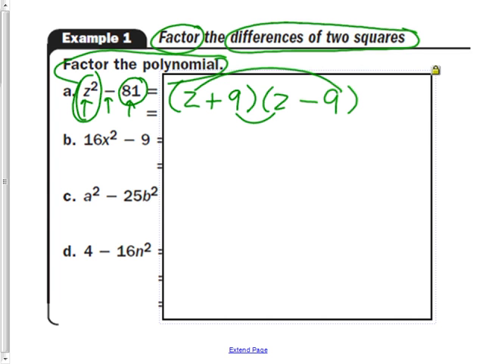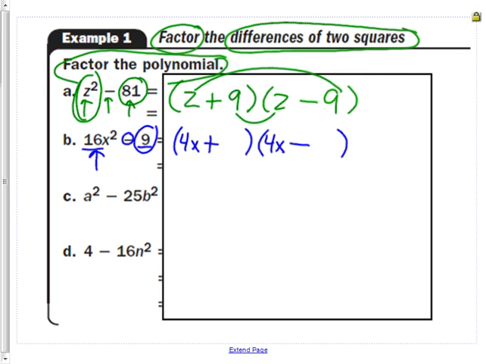Example B, same idea. This is the difference of two squares. So I know it was the result of multiplying the sum and difference pattern. So a sum and a difference. Square root of 16x squared would be 4x. Square root of 9, of course, is 3. And the middle two terms would cancel each other out. We would have negative 12x and positive 12x. So those aren't part of the resulting product.